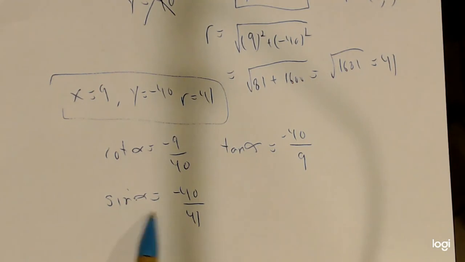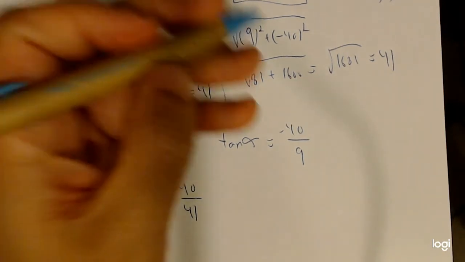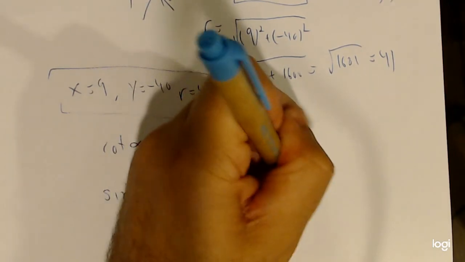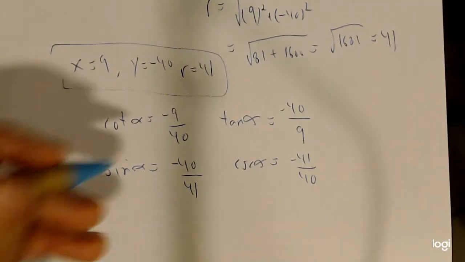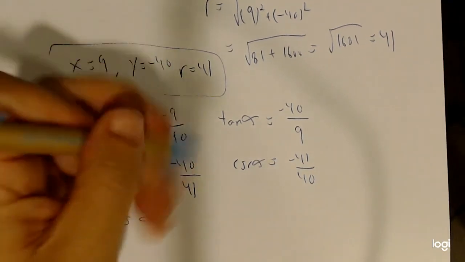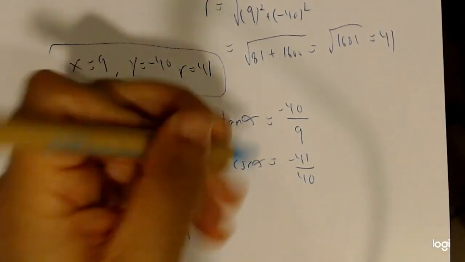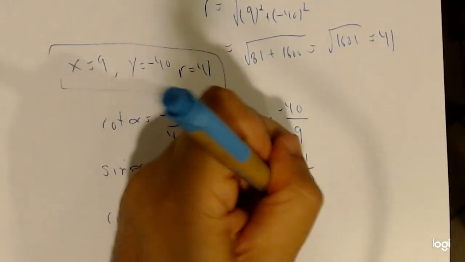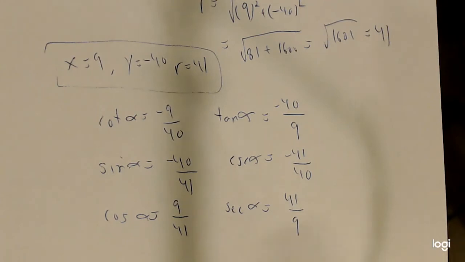So if sine of alpha is negative 40 over 41, then its reciprocal, which is cosecant of alpha, is negative 41 over 40. And then what else do we have? We have cosine of alpha, which is x over r, which is 9 over 41. And then we have its reciprocal, which is secant of alpha, and that will be 41 over 9. And that takes care of this example. Okay, so this finishes up our section.